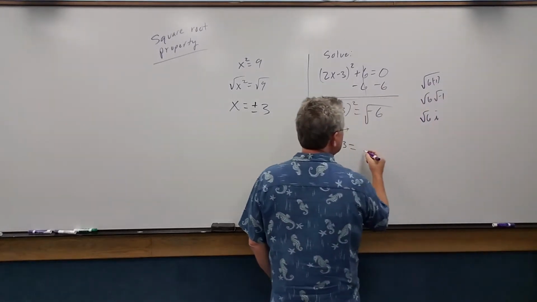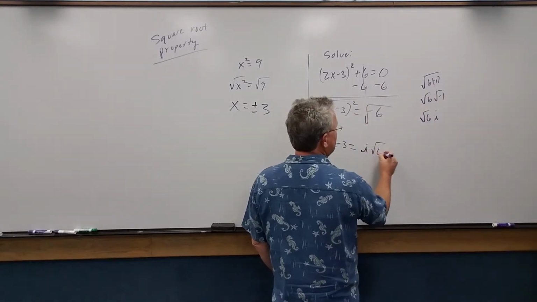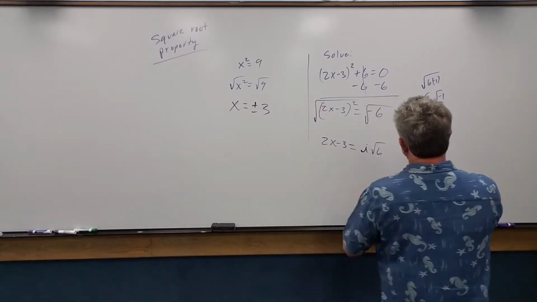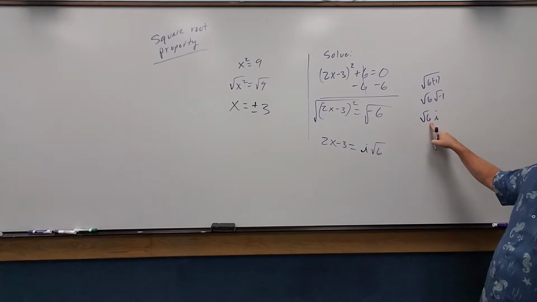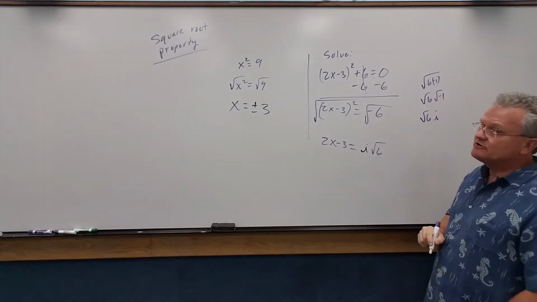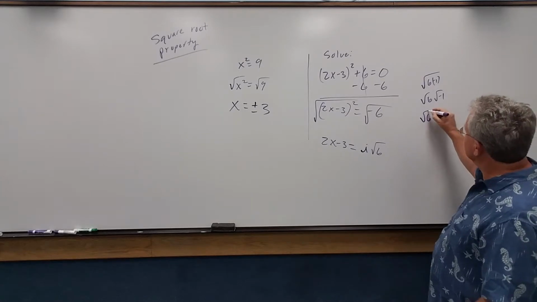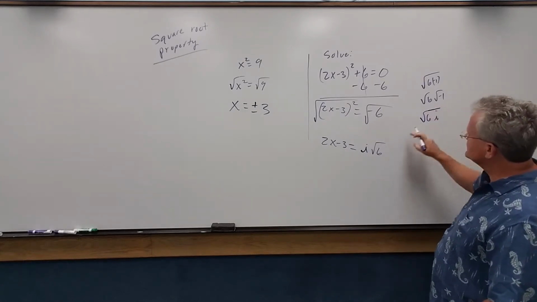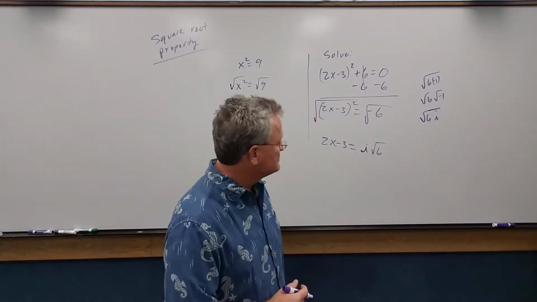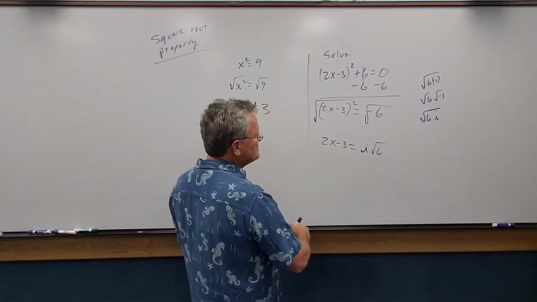Now a lot of times we put the i in front of the square root of 6. The reason why is because when you write it like this, you want to make sure that i is not underneath the square root. It's hard to tell sometimes if it is, but by putting it in front, it's clearly not under the square root. Now we just solve for x.